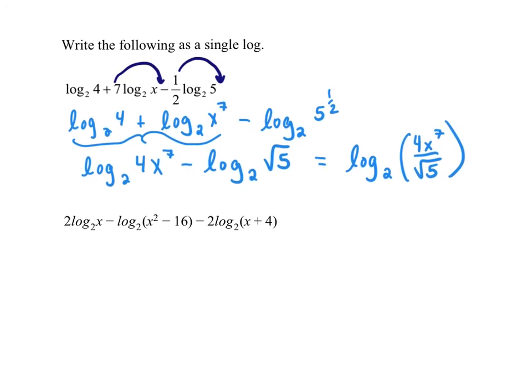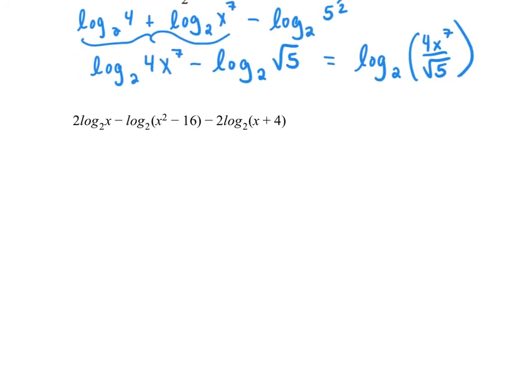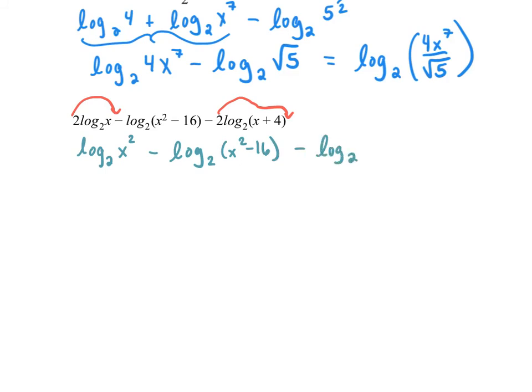Let's look at one last example. We have 2 log base 2 of x minus log base 2 of x squared minus 16 minus 2 log base 2 of x plus 4. So again, I have some powers up front. I have this 2 here, and I have this 2 here. So I'll write them accordingly. So this is going to be log base 2 of x squared minus log base 2 of x squared minus 16 minus log base 2 of x plus 4 squared.